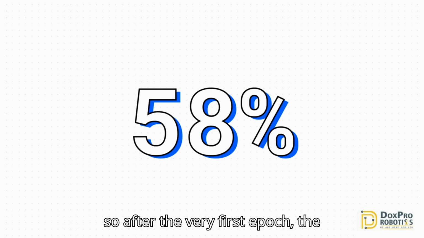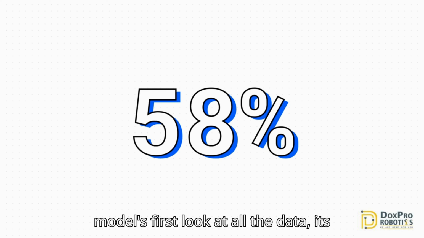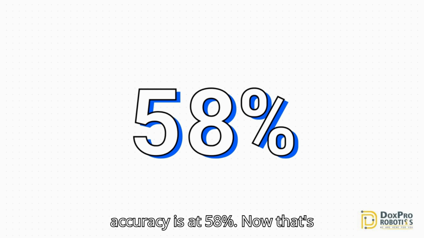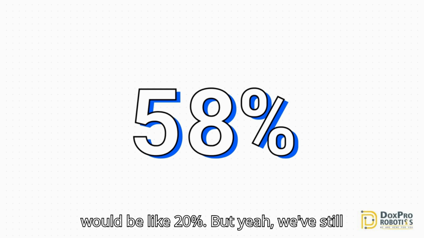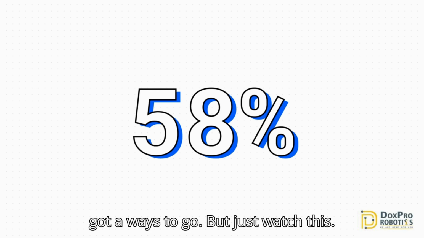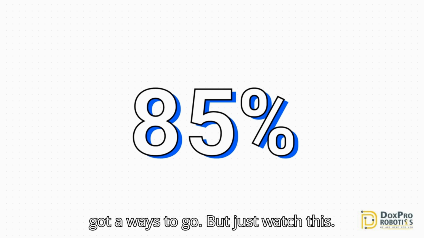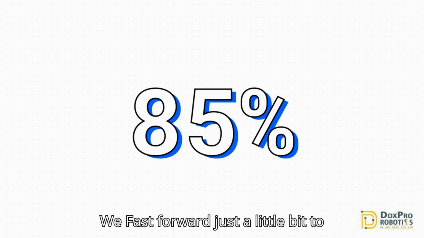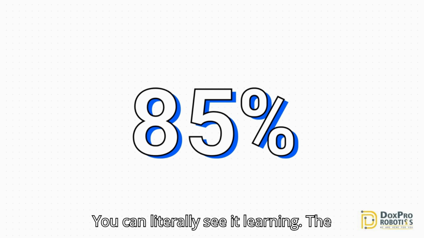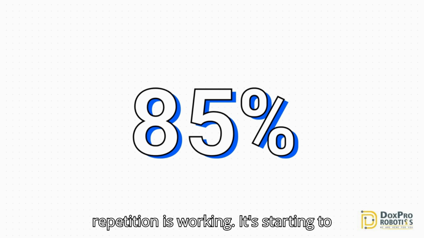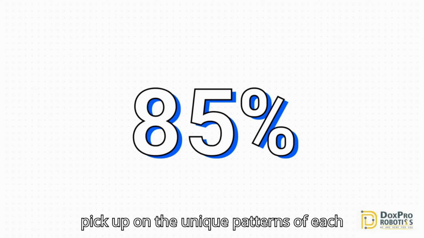Okay, so after the very first epoch, the model's first look at all the data, its accuracy is at 58%. Now, that's way better than just guessing, which would be like 20%, but yeah, we've still got a ways to go. But just watch this. We fast forward just a little bit to epoch number 8, and boom, the accuracy has shot up to 85%. You can literally see it learning.